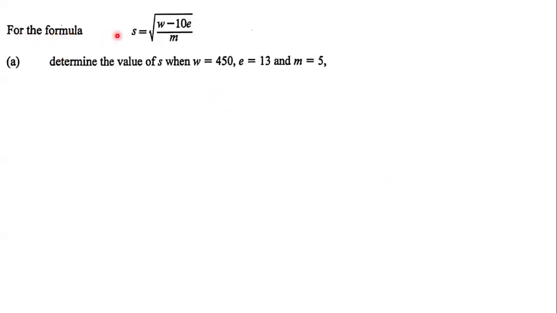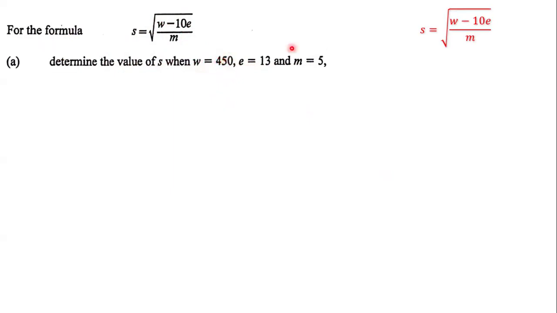For the formula, S is equal to the square root of (W minus 10E) all over M, determine the value of S when W is equal to 450, E is equal to 13, and M is equal to 5. Okay, so let's substitute based on the information that we have.